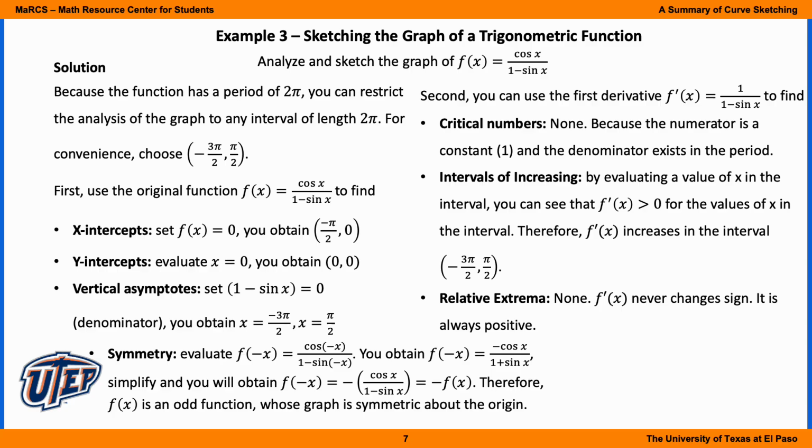We will have no critical numbers because the numerator is a constant, 1, and the denominator exists in the period. Now for our intervals of increasing, by evaluating a value of x in the interval, you can see that f prime of x is always going to be greater than 0, or positive, for the values of x in the interval. So that means that our function increases in the interval negative 3 pi over 2 to pi over 2. For our relative extrema, we will have none because f prime of x does not change sign in the interval. It is always positive.